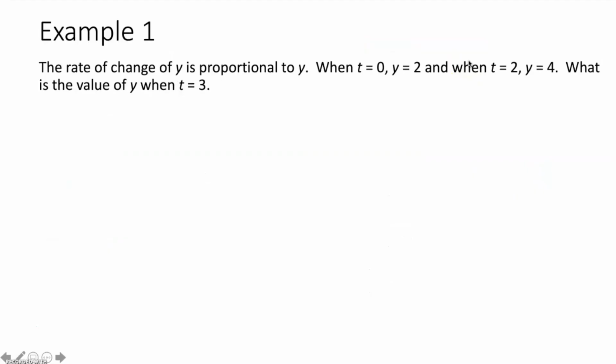Example time. Now, example 1 says the rate of change of y is proportional to y. When t is equal to 0, y is equal to 2. And when t is equal to 2, y is equal to 4. What is the value of y when t is equal to 3?